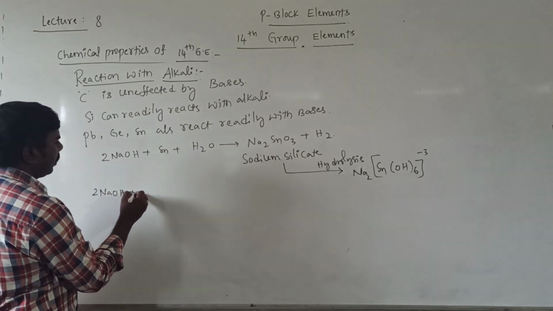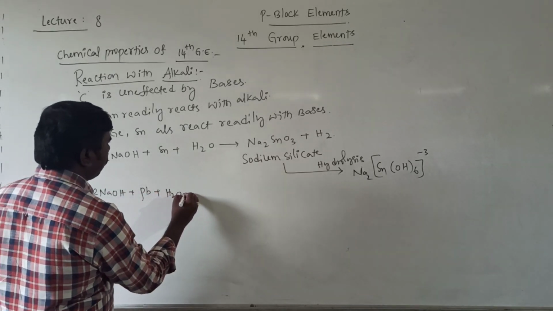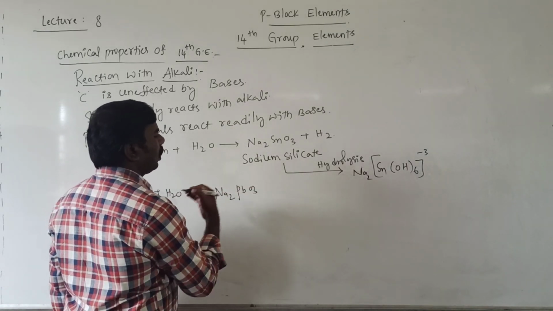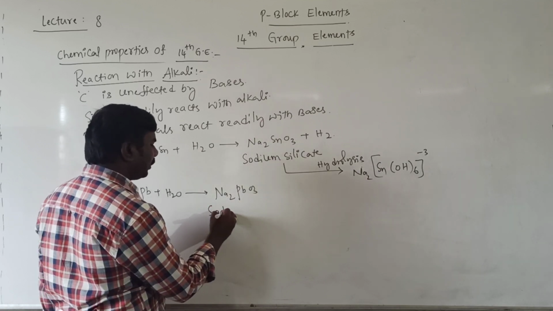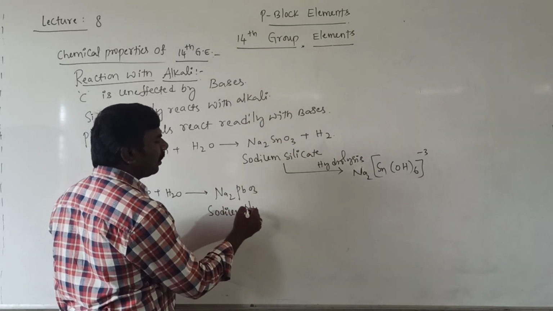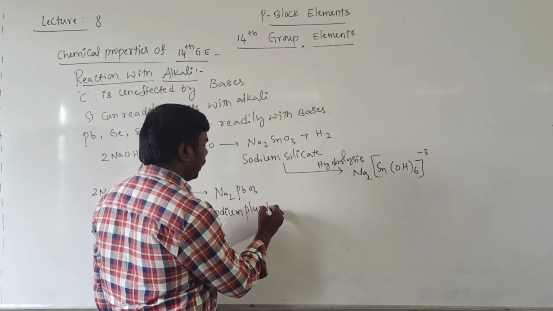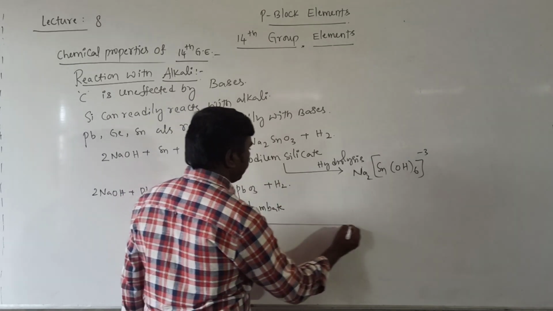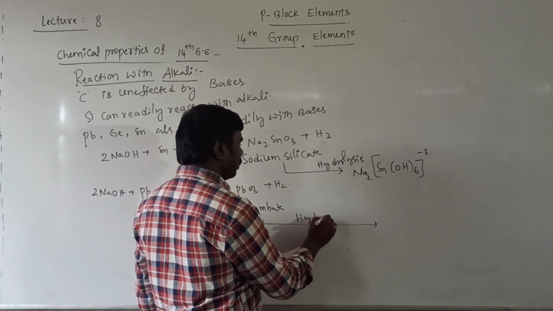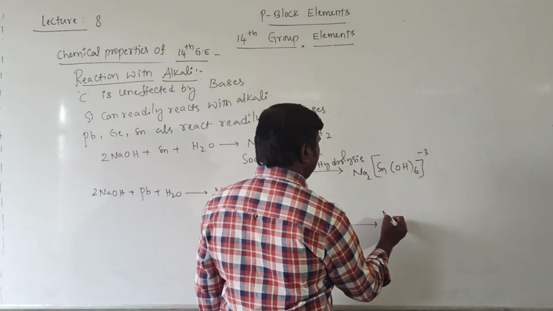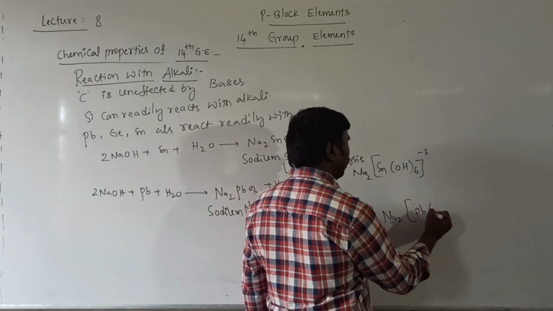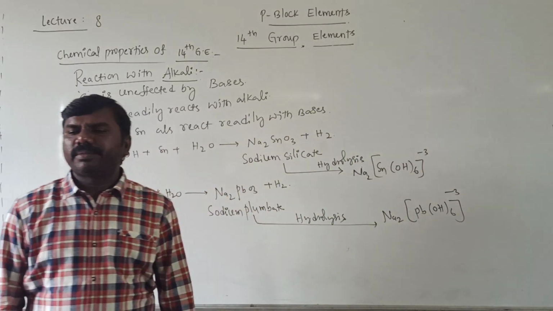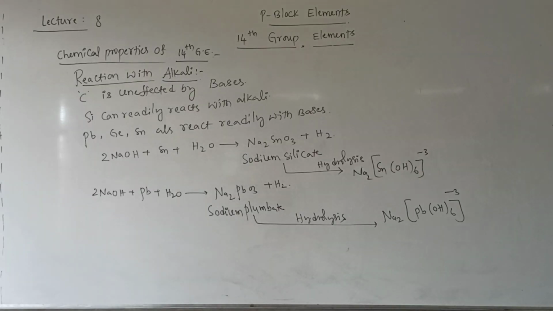Same with lead: 2NaOH plus lead plus H2O gives Na2PbO3, sodium plumbate. Lead means plumbum, so it is plumbate, plus hydrogen gas. This, when treated with water by hydrolysis, gives Na2[Pb(OH)6]. So this is formed by which one? Hydrolysis.